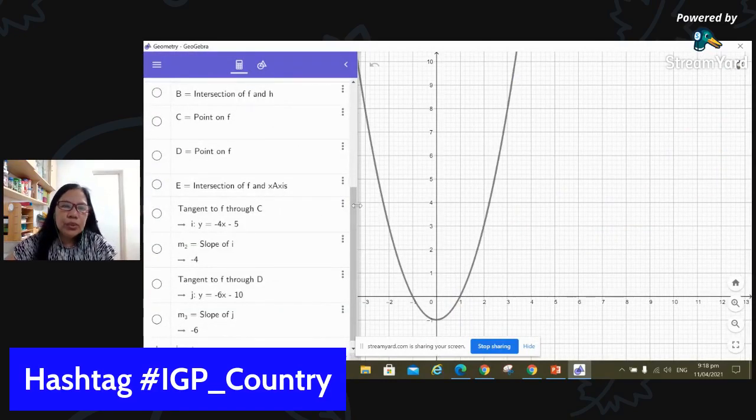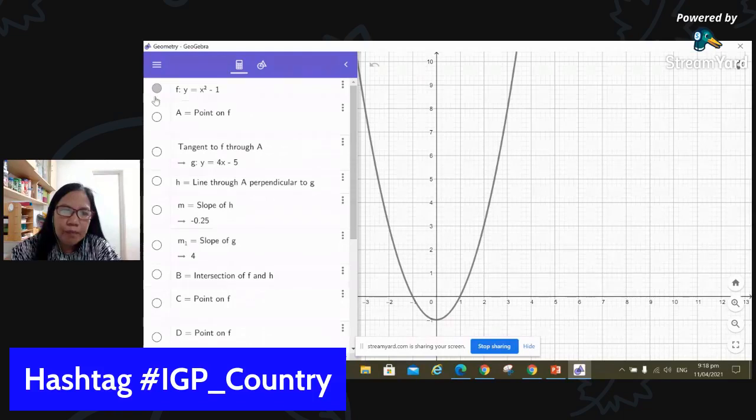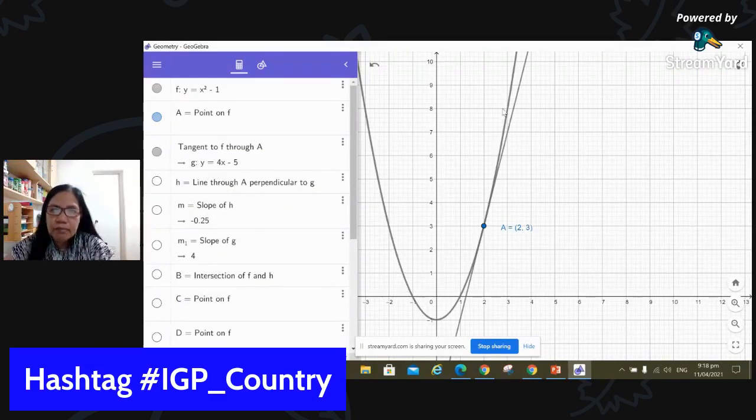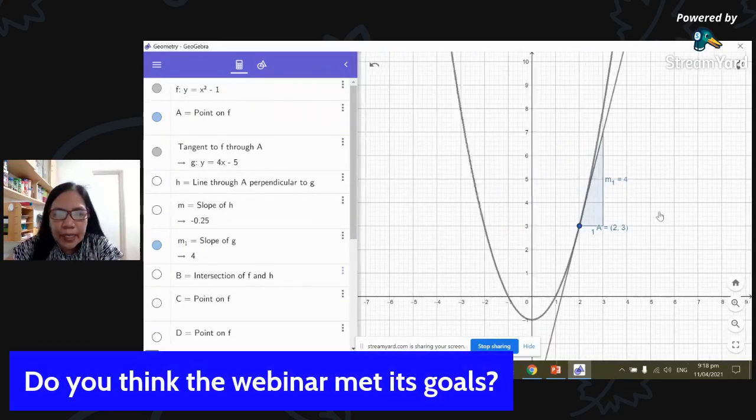Okay, so this is the graph of x squared minus 1, and we want to determine the tangent line at point (2, 3). So here we have the point (2, 3). Then we can draw the tangent line to this curve. So this is the tangent line. And let us determine the slope. There. So the slope is 4.